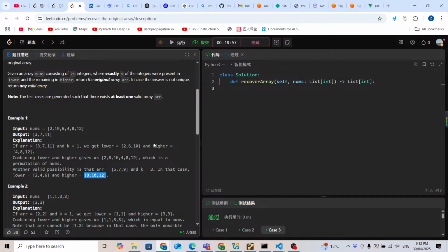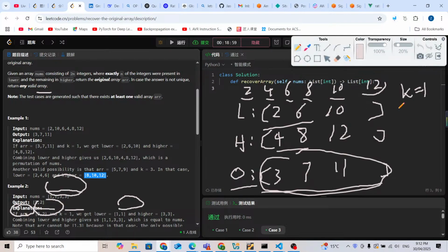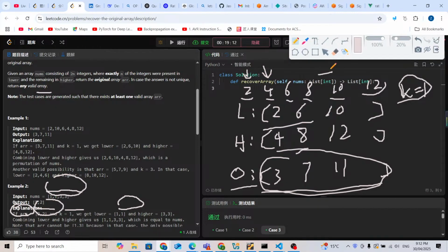So now the problem becomes, if k is fixed, we can solve it easily. It seems we can use two pointers to check it. This is pointer L, pointer R, and then we're gonna shift the L and R pointer to the right direction.